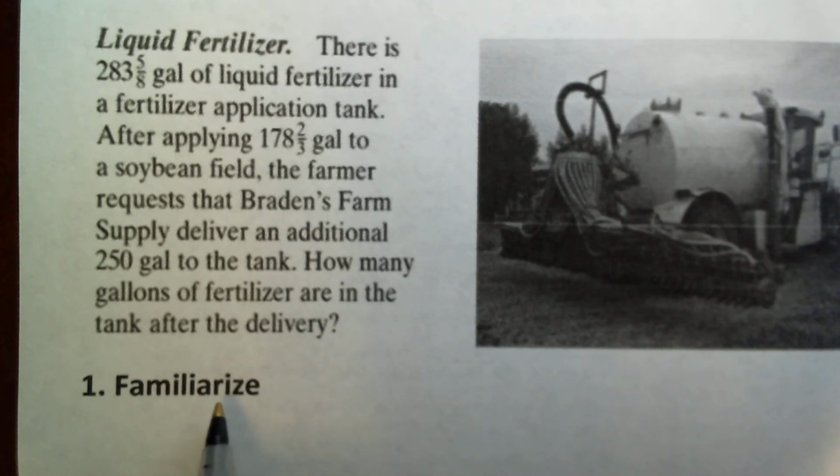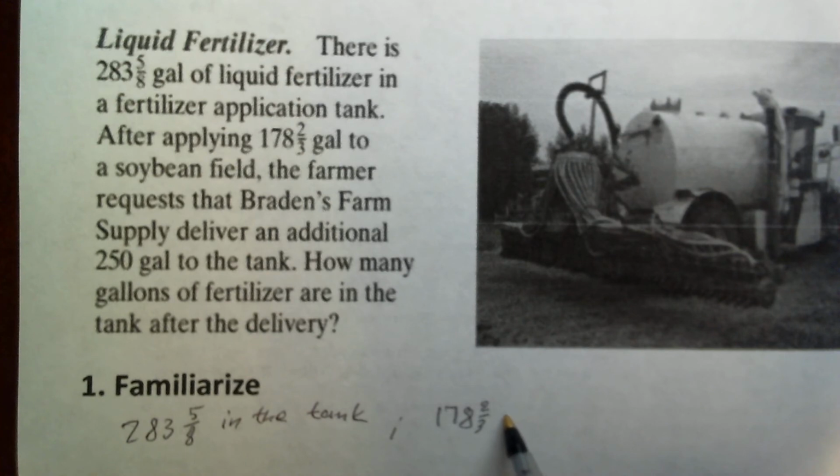So there are three quantities. So 283 5/8 are in the tank. Then 178 and 2/3 gallon are applied to the field, applied to the soybean field. And then there's a supply of 250 gallons added to the tank, added.